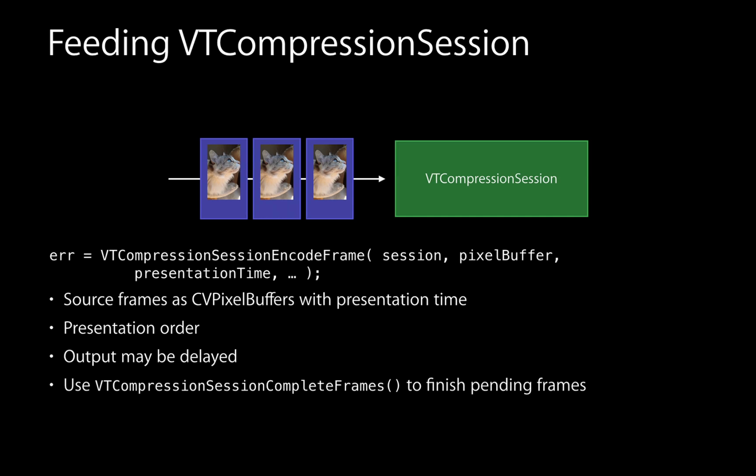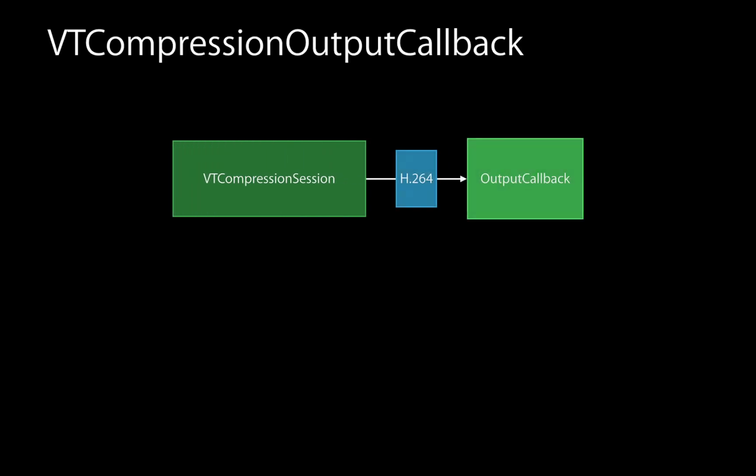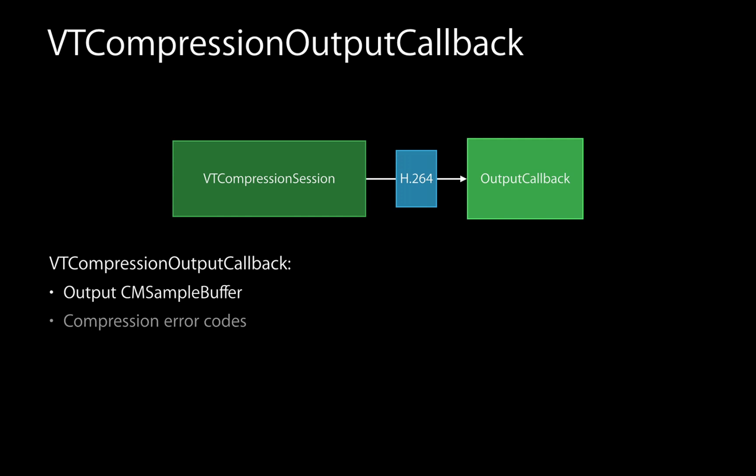All right, and finally, if you reach the end of the frames that you're passing to the compression session and you want to have it emit all of the frames that it's received so far, you can use VTCompressionSessionCompleteFrames. All pending frames will be emitted. All right, let's talk about your output callback. So your output callback is where you'll receive your output CM sample buffers. These contain the compressed frames. If there were any errors or dropped frames, you'll receive that information here. And final thing, frames will be emitted in decode order. So you provided frames to the VT compression session in presentation order, and they'll be emitted in decode order.